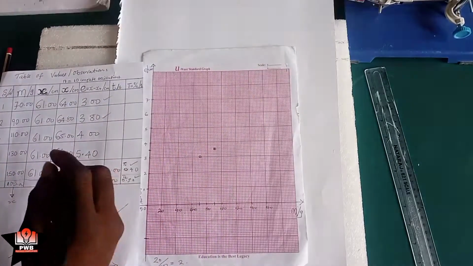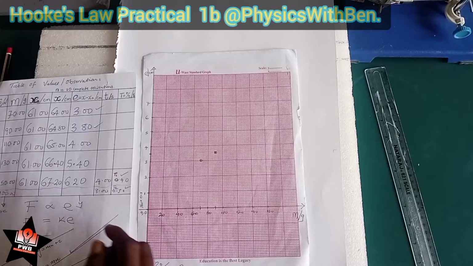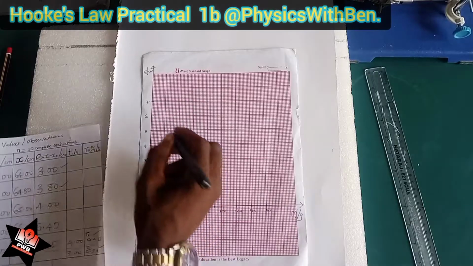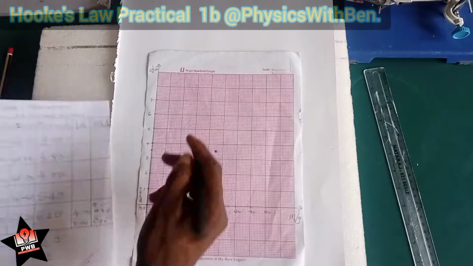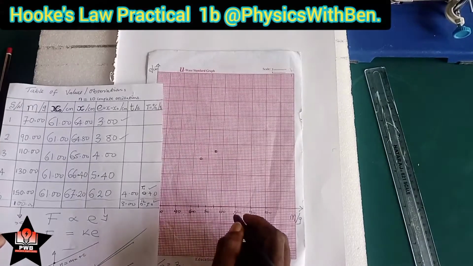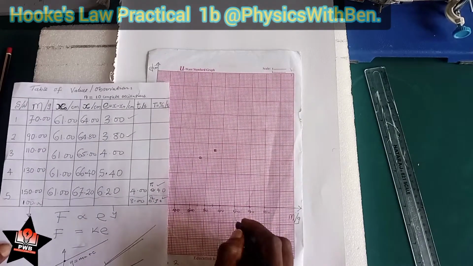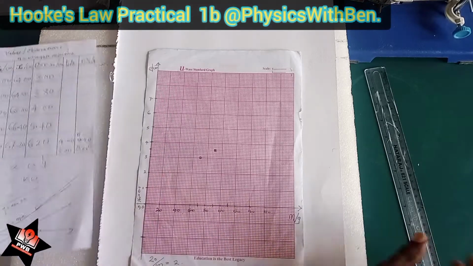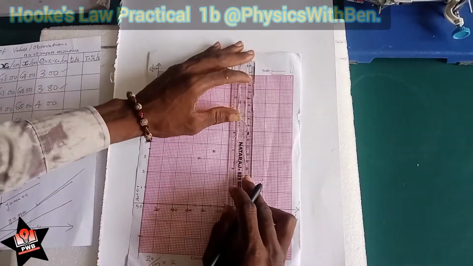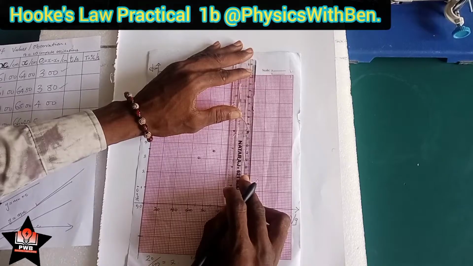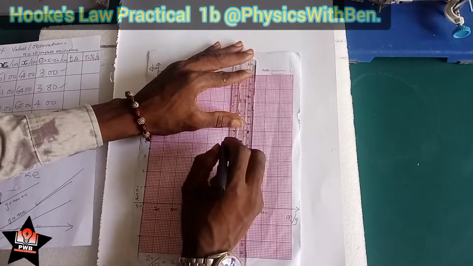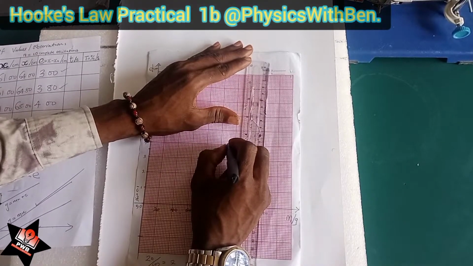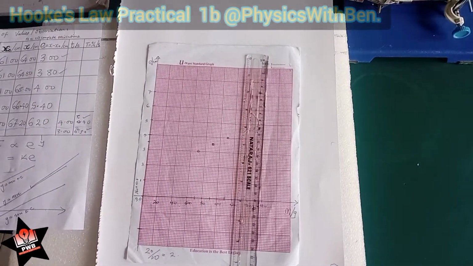So the next point is 4 against 110. 4 is right here. 110 is halfway 100. So this is 1, 2, 3, 4, 5. This is 110. You trace it, and where it intersects with 4, that is where you stop. So this is the point.